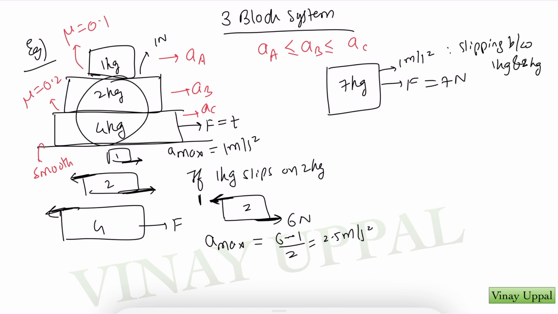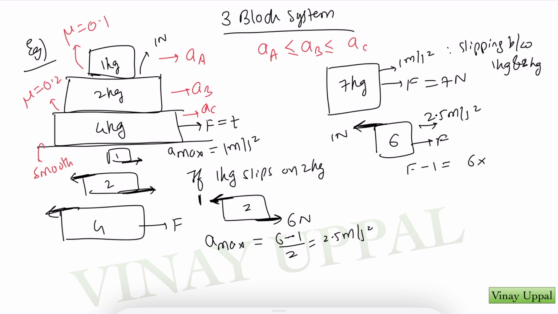Now if I consider the other 2 blocks, after 7 seconds, 2 kg and 4 kg will be moving together till they reach an acceleration of 2.5. And you have a friction of 1 Newton that 1 kg is applying. I can just write F minus 1 is mass into acceleration. So F will be 16 Newton. So 16 Newton, or 16 seconds in our case, is when slipping occurs between 2 and 4 kg. So that's how you figure out the time instants when slipping occurs. It's quite straightforward if you follow the method.